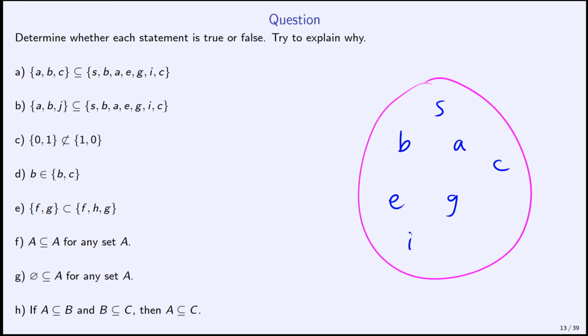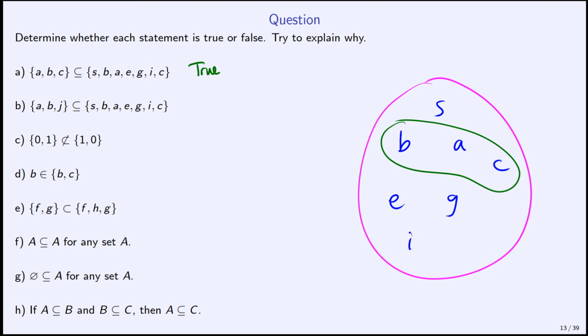Now I want to ask, is the set containing A, B, C a subset of {S, B, A, E, G, I, C}? Well, if I can draw a circle around A, B, C and it's contained in this larger pink circle, then yeah. Okay, let's try this. B, A, and C. Okay, yeah. A, B, and C are all contained in this larger set. So this is true. Now, you don't have to do this visually.